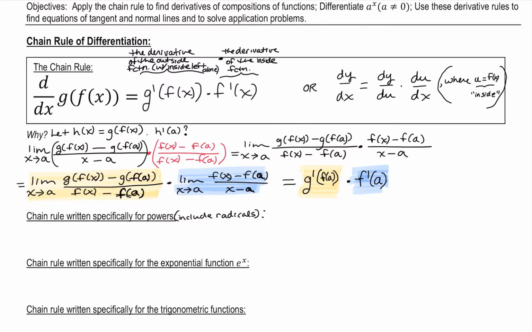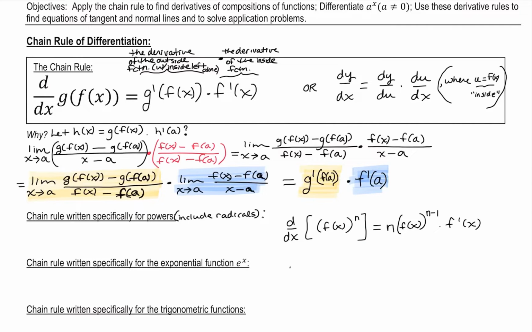So if you're taking the derivative with respect to x of some inside function f of x raised to some outer power n, the derivative of the outside would be the power rule. So n, with the inside function f of x left alone, raised to the n minus 1 power, and then times the derivative of the inside, so times f prime of x. So that's what it would look like for powers.